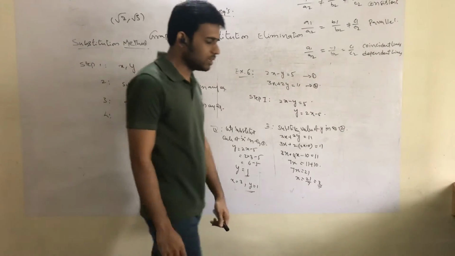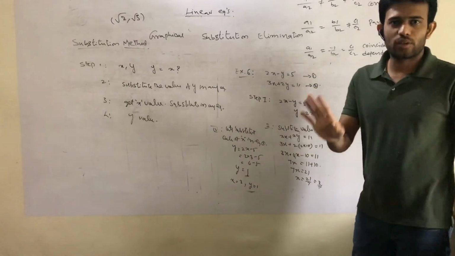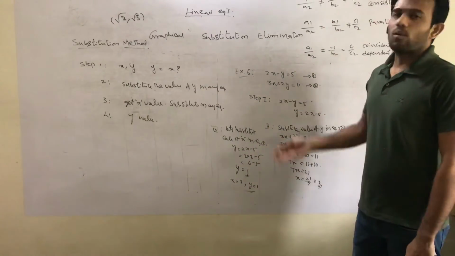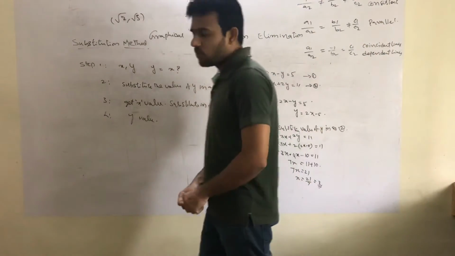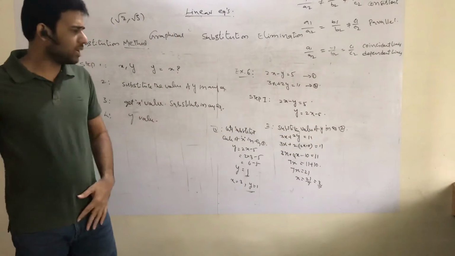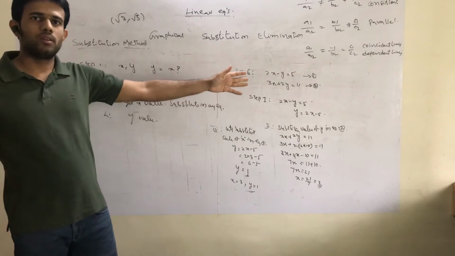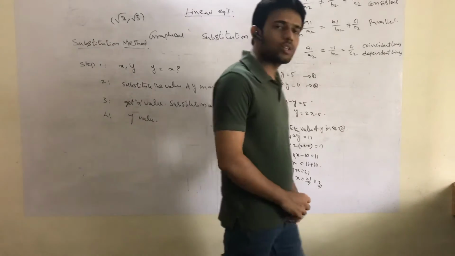In the graphical method, you need to first determine whether they are intersecting lines by comparing the ratios a1 by a2, b1 by b2, c1 by c2. And once they are intersecting, then you need to take the graph, substituting the value of x and get the value of y, and then form the coordinates x comma y, and you draw the line in the graph for both the lines, and the intersecting point you get is the solution.